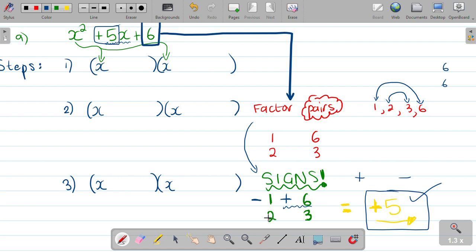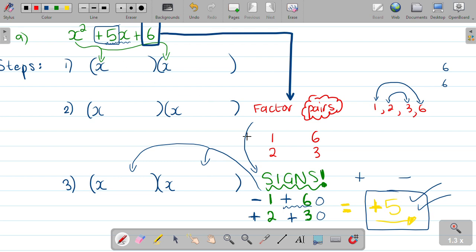But now have a look at this. Can't I have a positive 2 and a positive 3 that work together? Look, 2 plus 3 equals 5 also. So how do I know which one am I supposed to use? Am I supposed to use the minus 1 plus 6 or the plus 2 plus 3? Because whatever answer we get over here, that is going to go into our brackets, which is so important. So, Mr. Ing, how do you choose if it's going to be minus 1 plus 6 or plus 2 plus 3? Please listen carefully now.